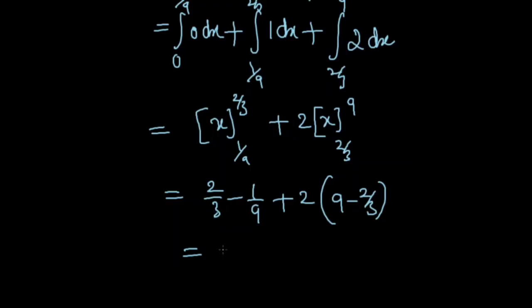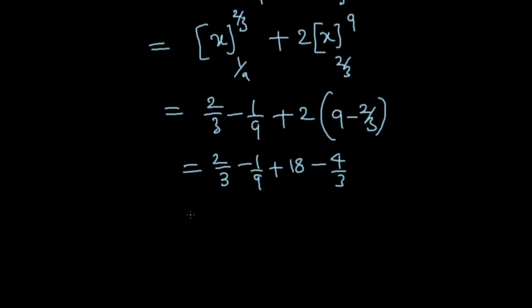So 2 by 3 minus 1 by 9 plus 2 nines are 18, minus 2 into 2, that is 4 by 3. 2 minus 4 by 3 is minus 2 by 3, right? 18 minus 1 by 9 plus minus 2 by 3.